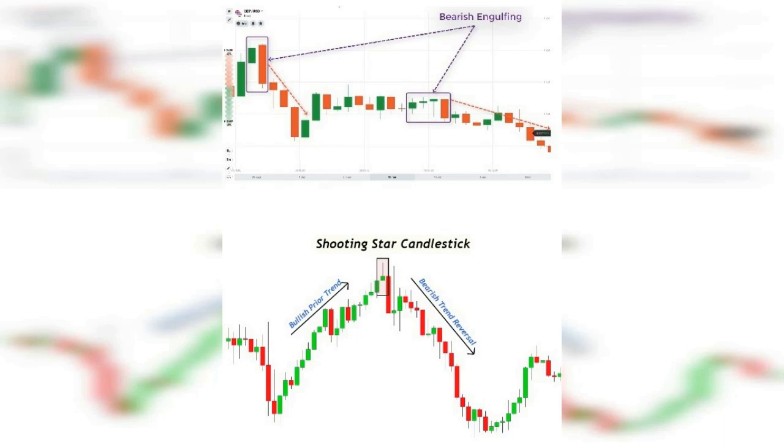In the downside, the shooting star shows that there will be an end of the bullish trend. In the middle, there is a shooting star, then there will be a starting of a bearish trend.